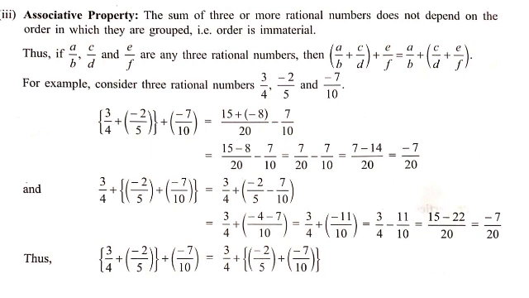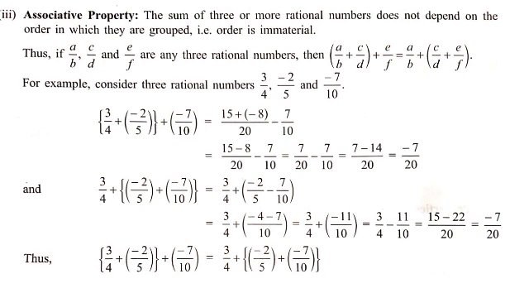So the answer is going to be 15 plus minus 8 by 20 minus 7 by 10, which is going to be 15 minus 8 by 20 minus 7 by 10. Here, as I said in before cases, plus and minus are multiplied, that is plus into minus is equal to minus. So 15 minus 8 by 20 is equal to minus 7 by 10.